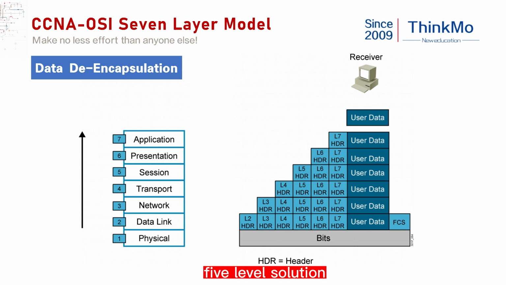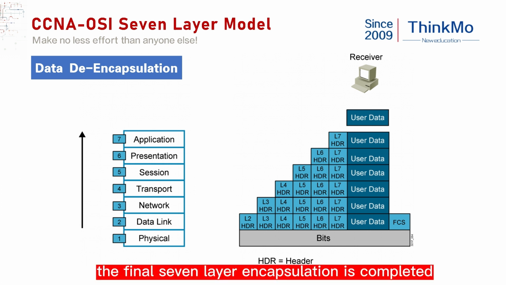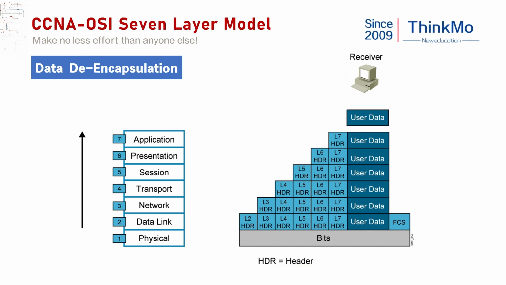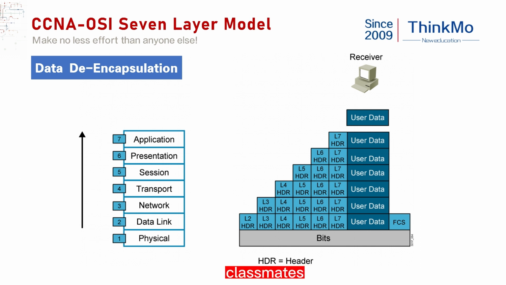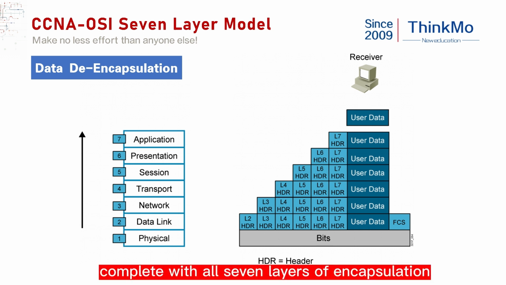5th-layer decapsulation, 6th-layer decapsulation. The final 7th-layer decapsulation is completed. We can reveal the most original data content. Can you understand what I mean, classmates? So for our overall data, we have now completed all 7 layers of encapsulation. We can only see user data when we reach the peer.